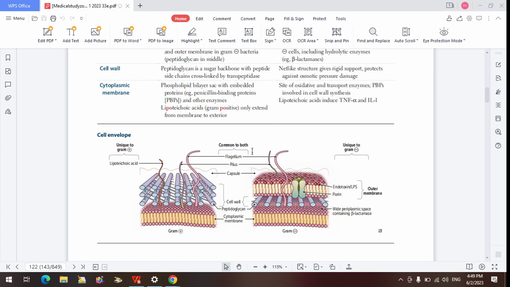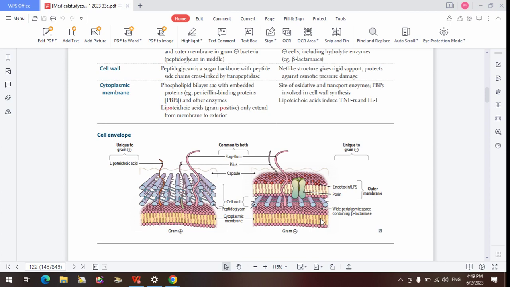Then the capsule. Then after the capsule, you go to the slime layer. After the slime layer, we have the outer membrane that's made up of endotoxin, as well as the proteins in between and the inner phospholipid. Then after the outer membrane, the next thing is the cell wall. Although between them, you have the periplasm that contains some enzymes like the beta lactamase. So after the periplasm, you have the cell wall. Then after the cell wall, you have the cytoplasmic membrane.